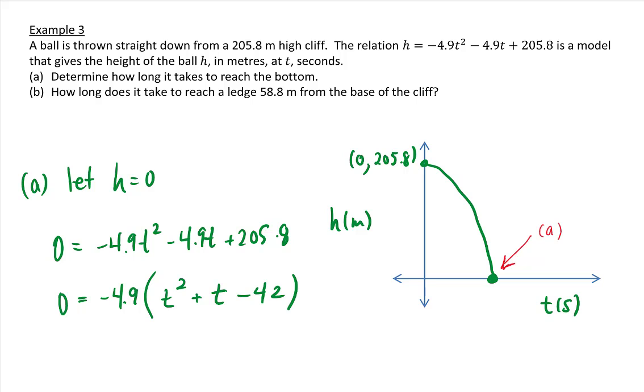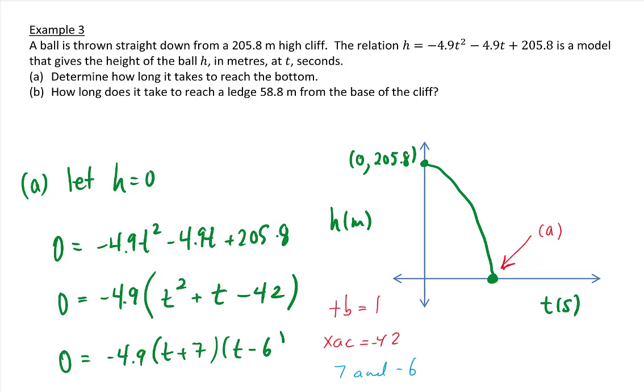Next, we're going to factor this expression. So I need two numbers that add up to 1 and multiply to -42. Those two numbers are going to be 7 and -6. Since the a value is 1, we can use our shortcut, and we see that we end up with t plus 7 and t minus 6.